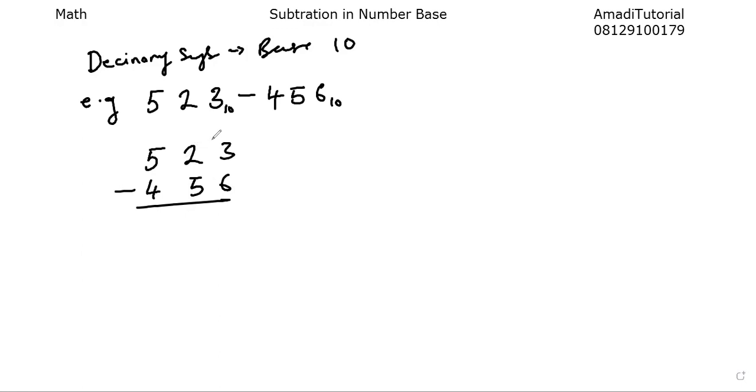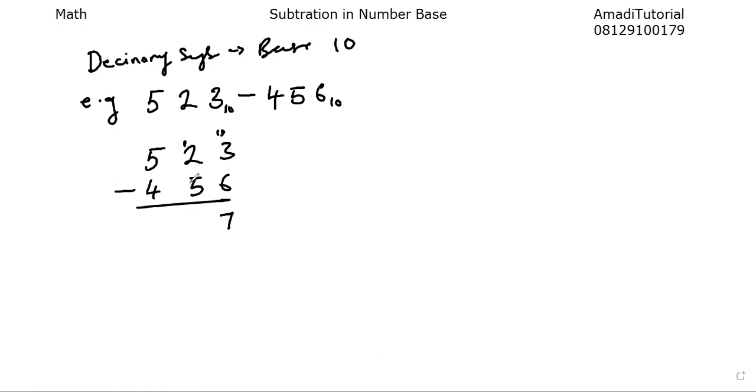That one you borrow from 2 becomes what? 10. So it becomes now 10 plus 3, that's 13. So this number here becomes 13. So we now do 13 minus 6. 13 minus 6 is 7. Then what was left here is 1. That's 2 minus 1. What was left here is 1.